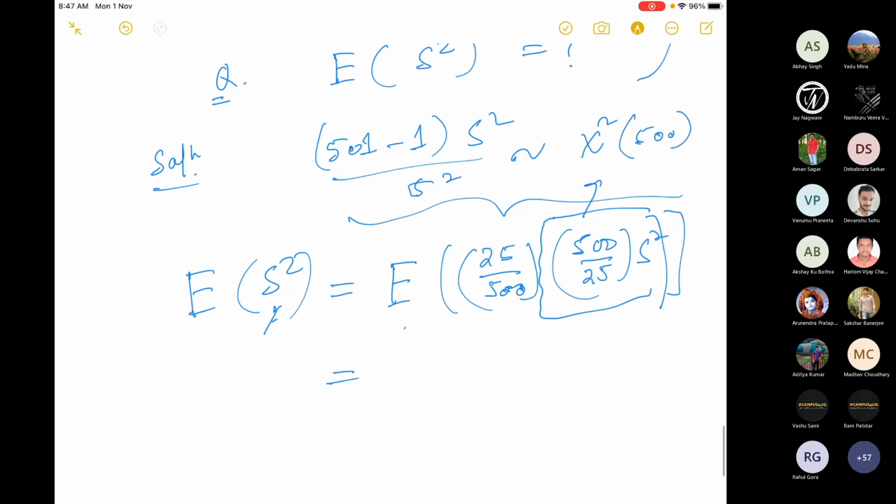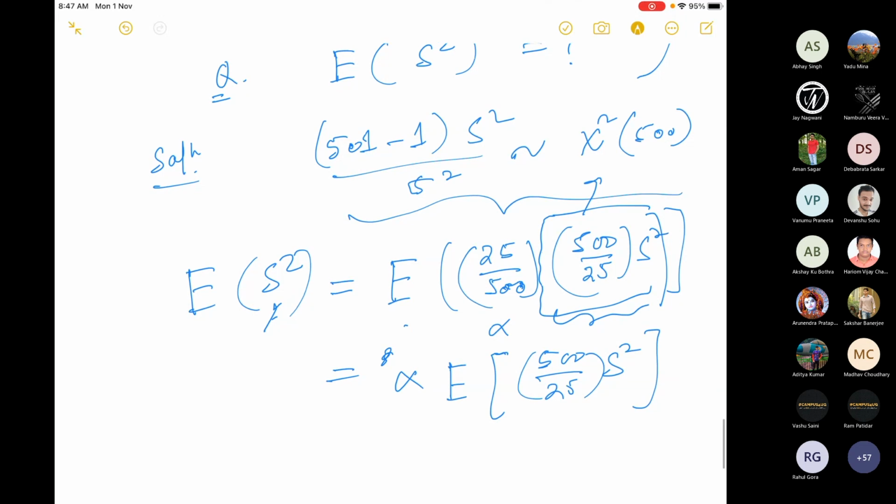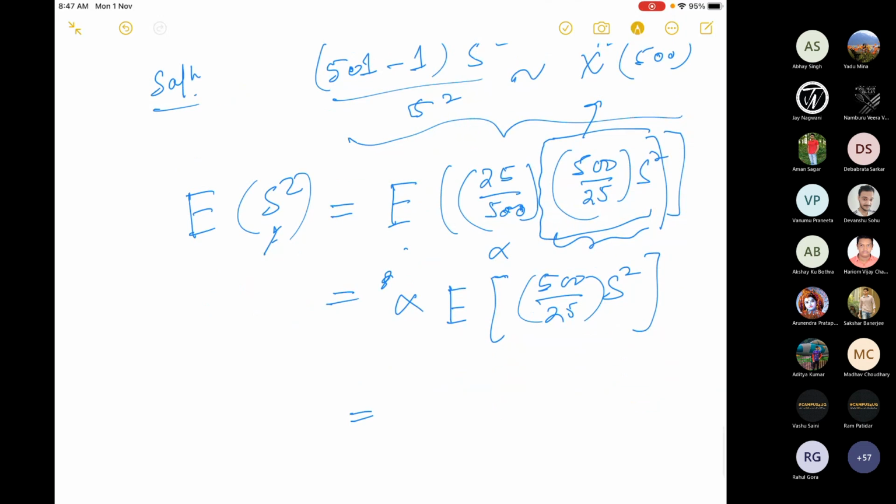This now is the expectation of some scalar, let's say alpha, times the random variable here. Now what is that? Alpha will come out because this is a linear operator, a linear transform, as you have studied in math too. So alpha means here 25 by 500. So alpha will come out, and then the expectation of chi-square 500 by 25. So this is 25 by 500. Alpha should be equal to what? 1 by 20. So 1 by 20 times the expectation of chi-square 500.